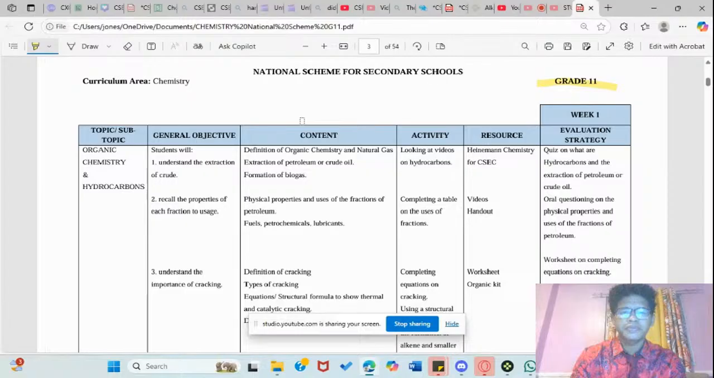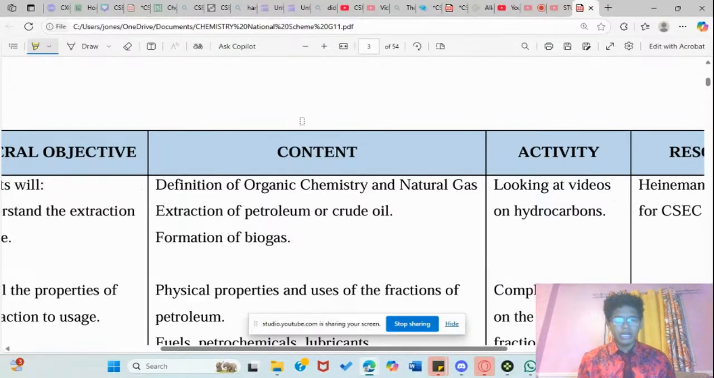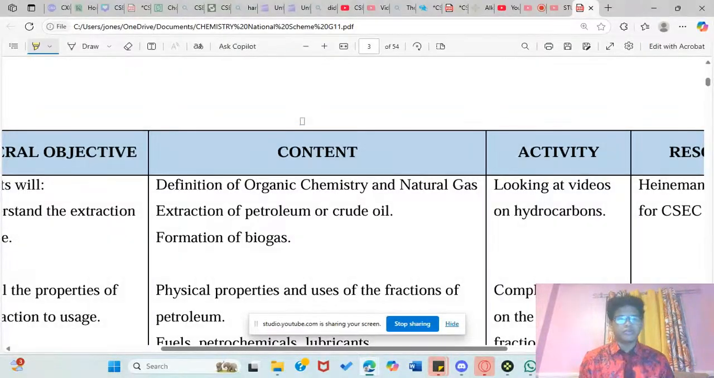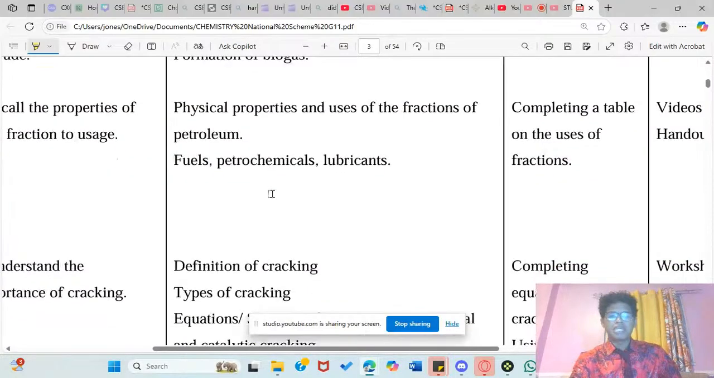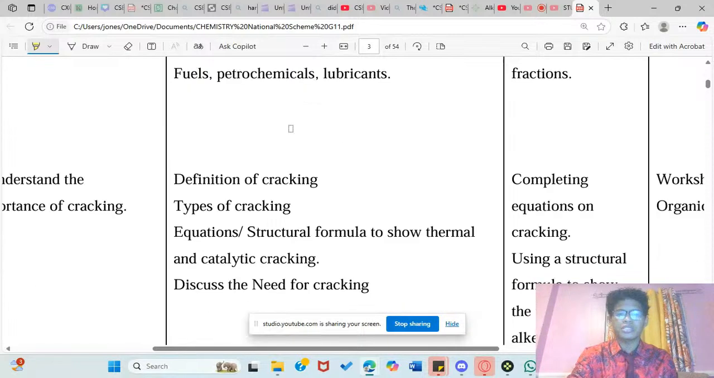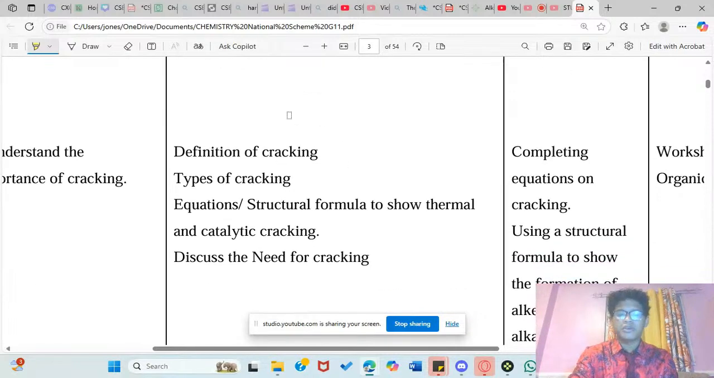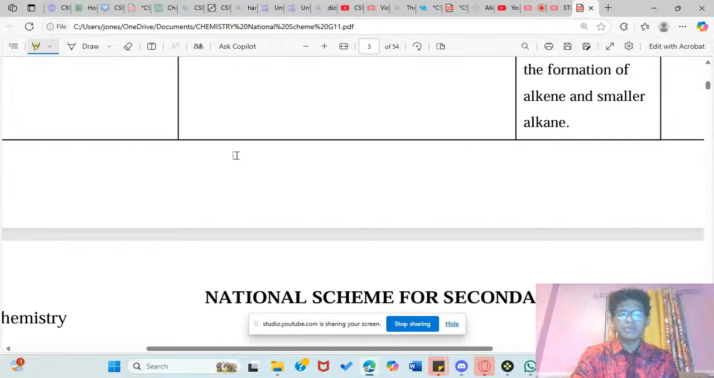So we're looking at organic chemistry now and natural gas, extraction of petroleum or crude, formation of biogas. Properties and uses of fractions of petroleum: physical properties and uses of fractions of petroleum, fuels, petrochemicals, and lubricants. Definition of cracking, types of cracking, discuss the need for cracking.